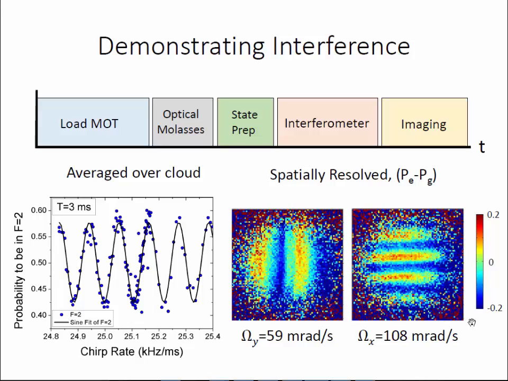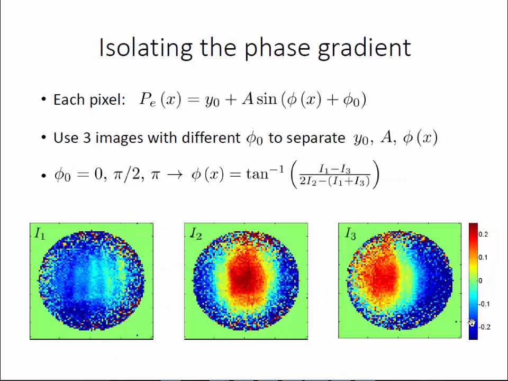But one of the problems we ran into was that it can be very hard to tell exactly what the frequency of the spatial fringe pattern is, particularly in the case when there's less than a fringe across the cloud. And so we needed to come up with a trick for accurately extracting the frequency of these spatial fringes. And the idea is fairly simple.